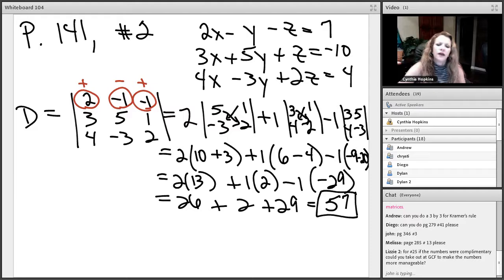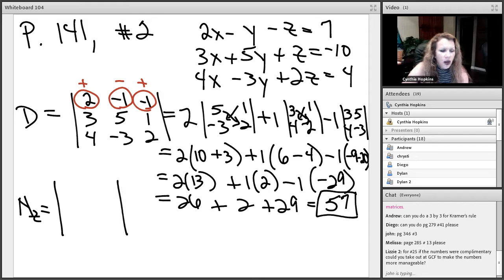55, 57, yeah. But when I do my n sub z, then we'll know whether we've done it correctly or not. Okay, I do want to write n sub z here. I'm solving for z on purpose so that we can compare to what we had before. I'm going to leave my x column alone. It's 2, 3, 4. And my y column, leave it alone, -1, 5, -3.